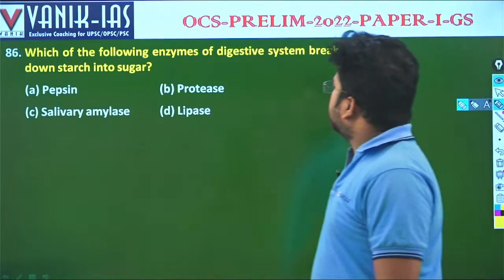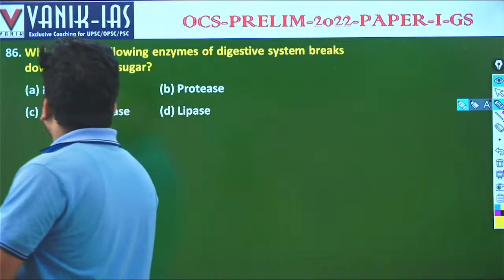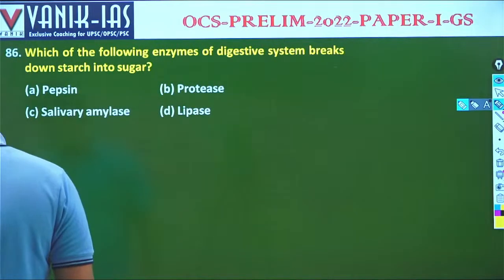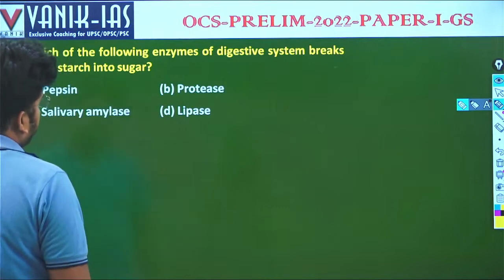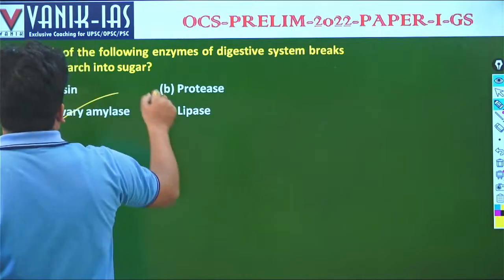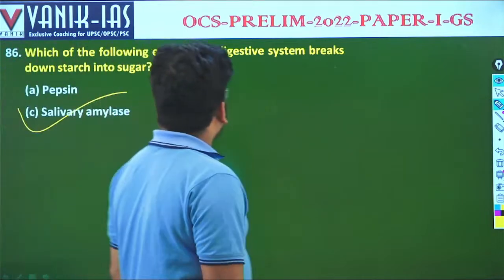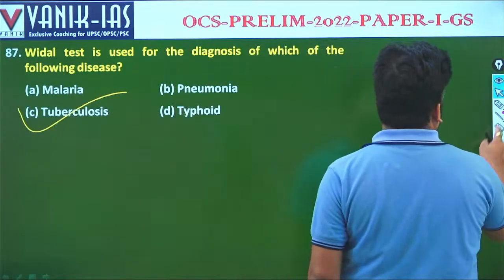Which of the following enzymes of the digestive system breaks down starch into sugar? It is salivary amylase. Salivary amylase breaks down starch, carbohydrates, into sugar.